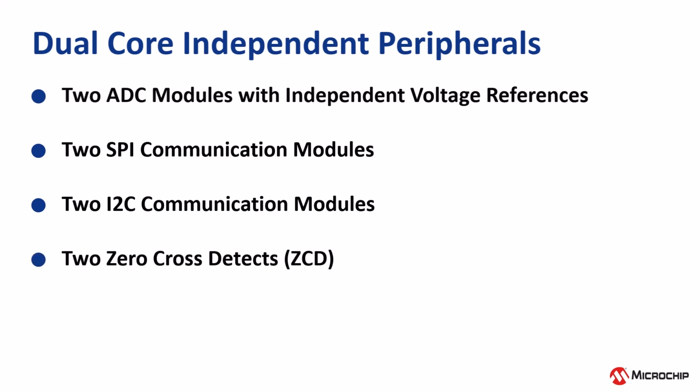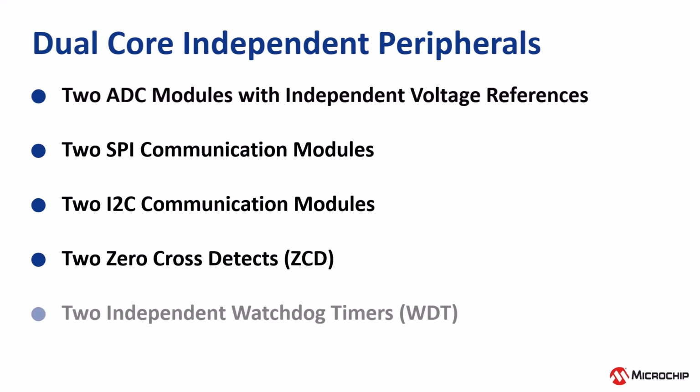Two zero cross detects for detecting when alternating signals cross ground. And two independent watchdog timers for monitoring application timings and ensuring proper program flow. These eliminate the need for an external redundant watchdog. Furthermore, the two watchdogs are slightly different, with one standard watchdog and one synchronous watchdog. The inclusion of one synchronous and one traditional watchdog timer is advantageous since each timer is ideal for covering specific aspects of an application.